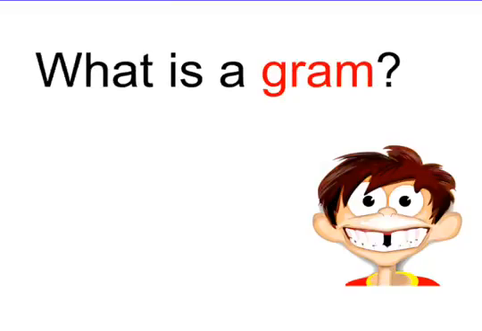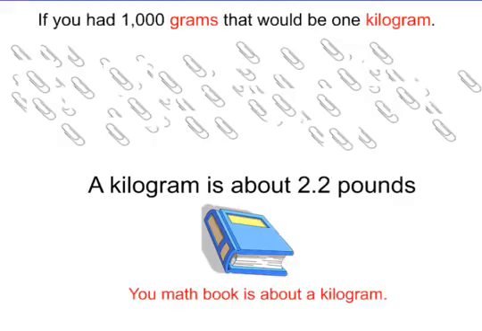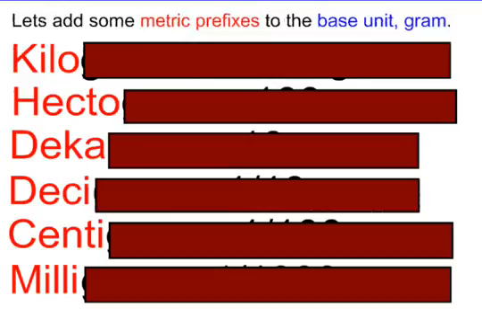Well, what about a gram, which is used for weight? Well, a gram weighs about the same as a paper clip or a small piece of chalk. And if you had 1,000 grams, that would be a kilogram. And that weighs approximately 2.2 pounds, or perhaps the weight of your math text.